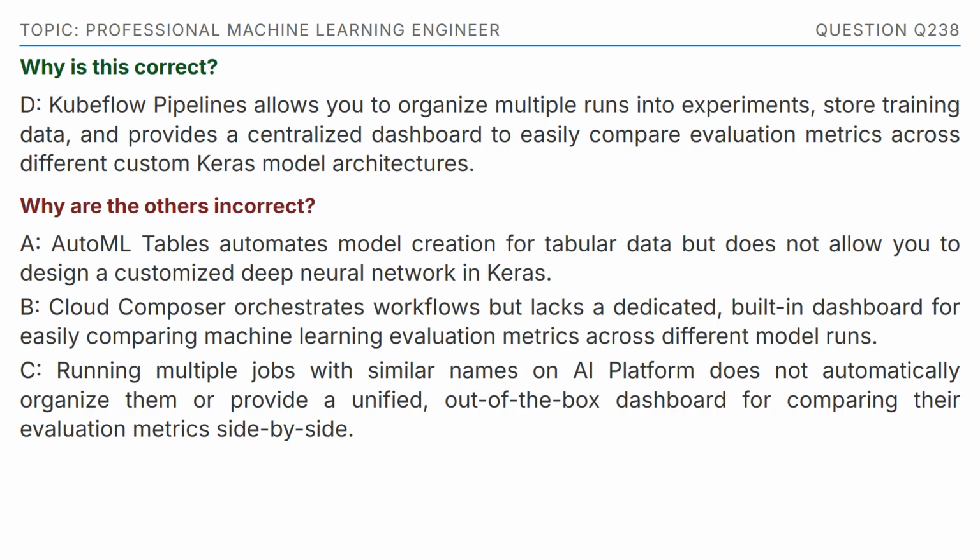Why are the others incorrect? A. AutoML tables automates model creation for tabular data but does not allow you to design a customized deep neural network in Keras. B. Cloud Composer orchestrates workflows but lacks a dedicated, built-in dashboard for easily comparing machine learning evaluation metrics across different model runs. C. Running multiple jobs with similar names on AI platform does not automatically organize them or provide a unified, out-of-the-box dashboard for comparing their evaluation metrics side by side.